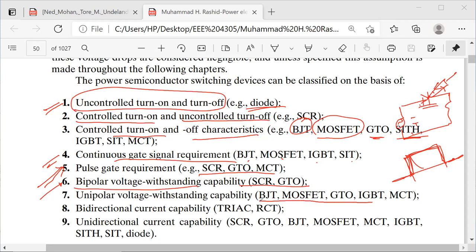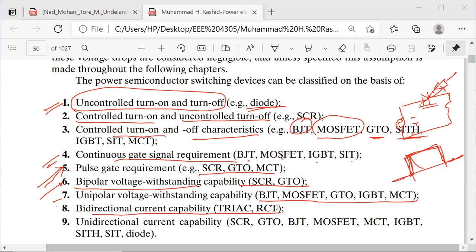But for the BJT, MOSFET, GTO, IGBT, MCT, all these devices are applied for only either positive or negative voltage. For your NPN transistor, it should be positive. For the PNP transistor, it must be negative. It should have the capability of only unipolar voltage.